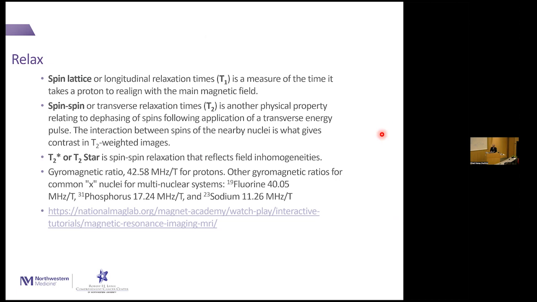So the first thing I'll mention is the spin lattice, which is called T1 relaxation time. That measures the time that it takes for the proton to realign with the main magnetic field. I have a cartoon that will hopefully run so you can see that and it'll make more sense. The second type of relaxation time is T2, which is spin-spin relaxation or transverse. If you imagine a top spinning, when you perturb it, the spin lattice is when it goes back to perfectly align with the magnetic field. And the spin-spin is when you tip it over and then you make it go back.